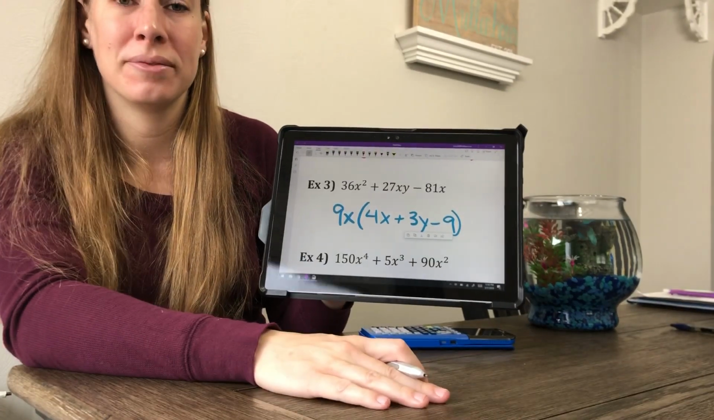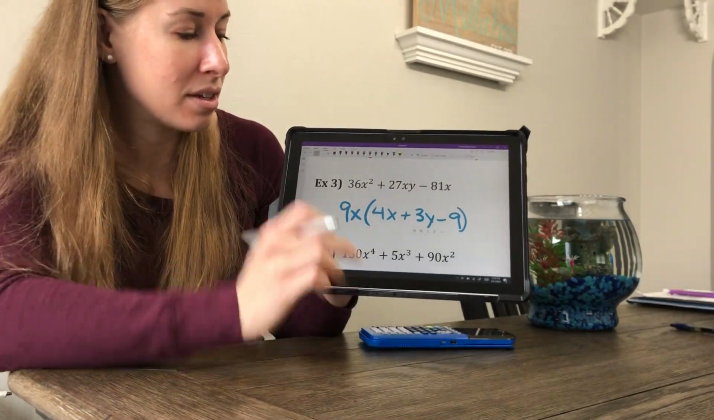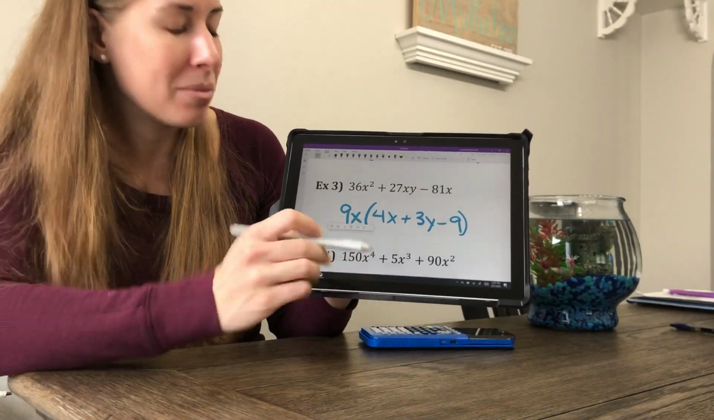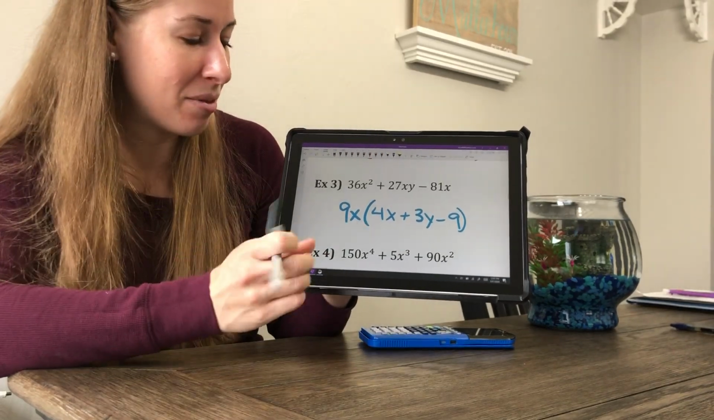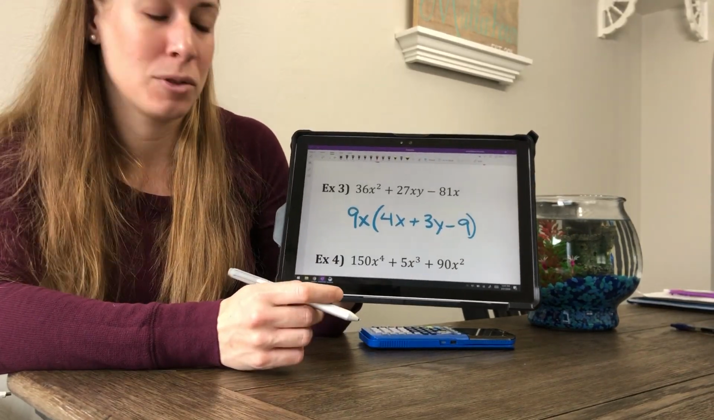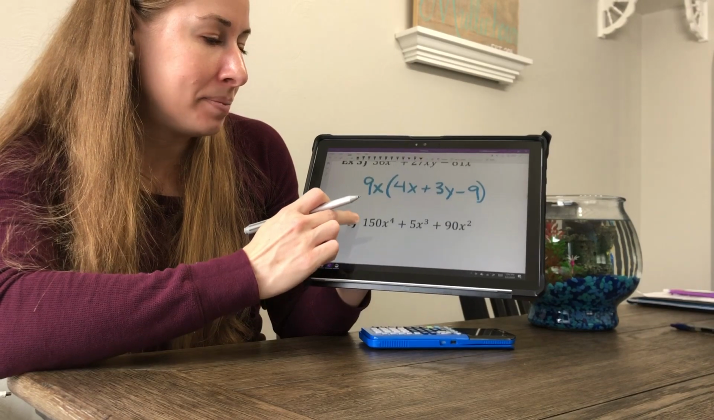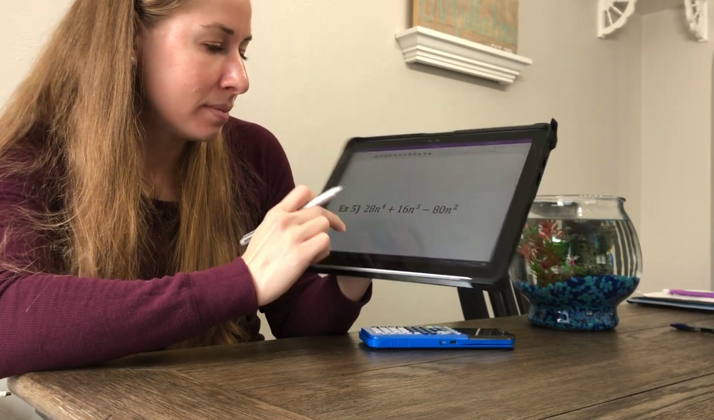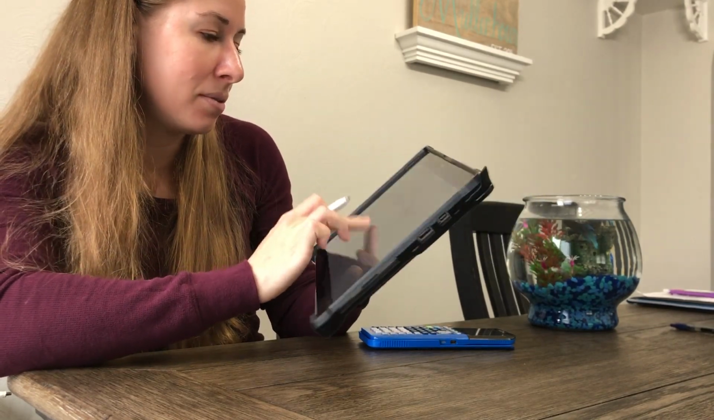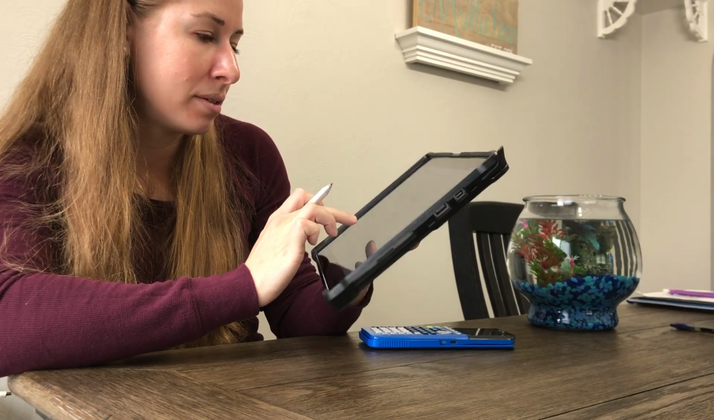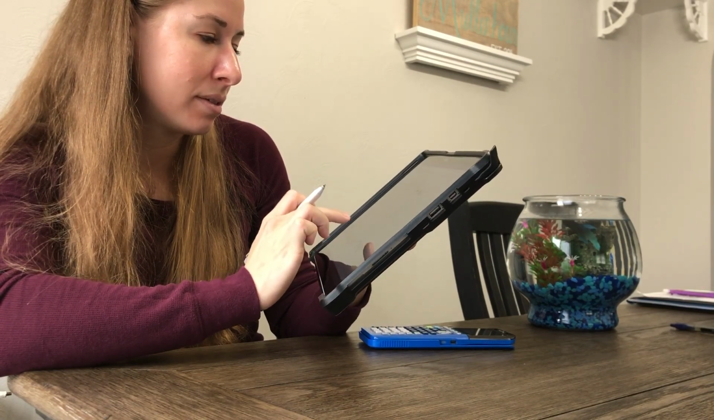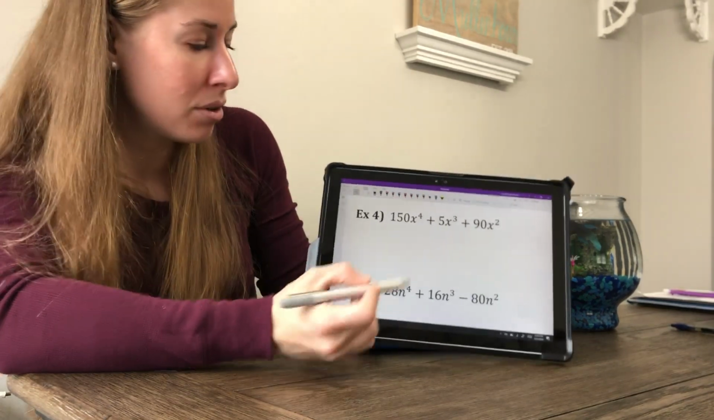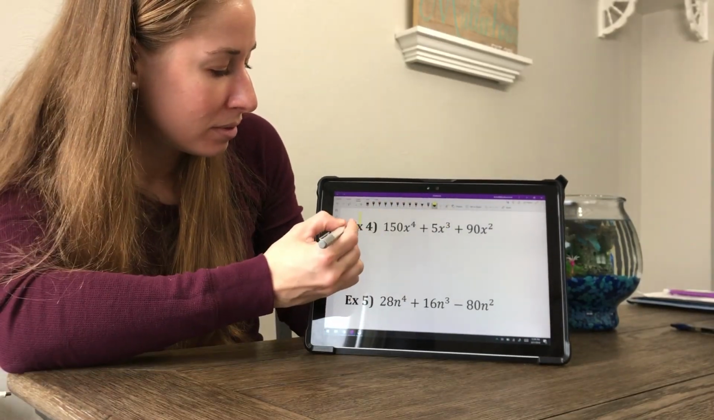And there's your finished answer. 9x is your common monomial. You should be able to redistribute and get what you started with. Cool? I'm going to do number 5 with you. You can do number 4 on your own.